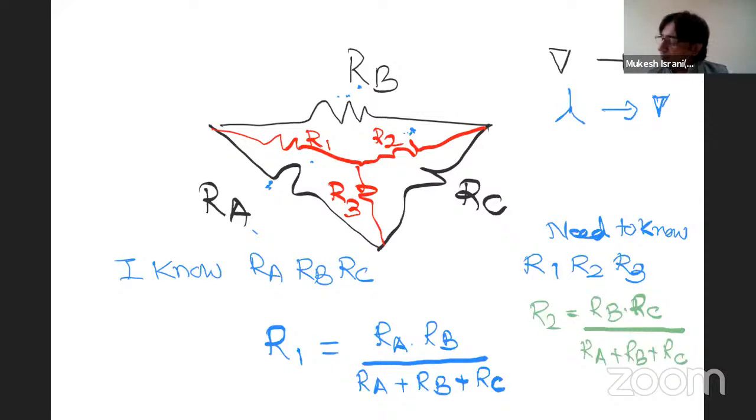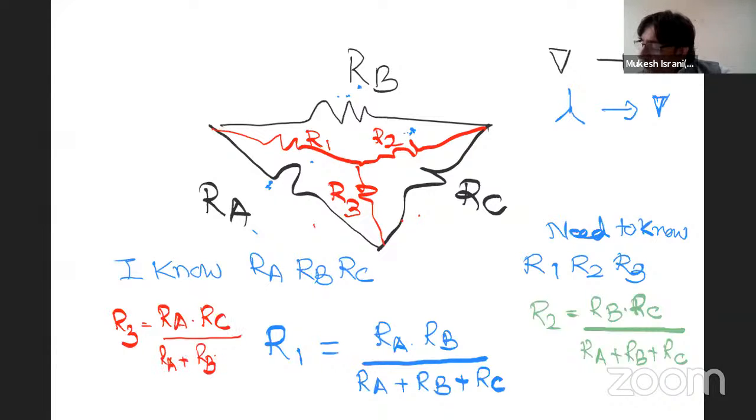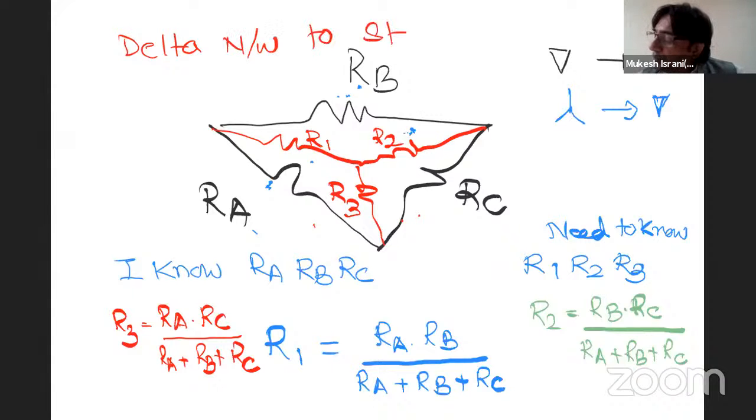And what about R3? R3 will be RA into RC upon RA plus RB plus RC. Is that okay? Students, please note it down. So these formulas that I gave you were for conversion from delta network to star network. Is that okay?